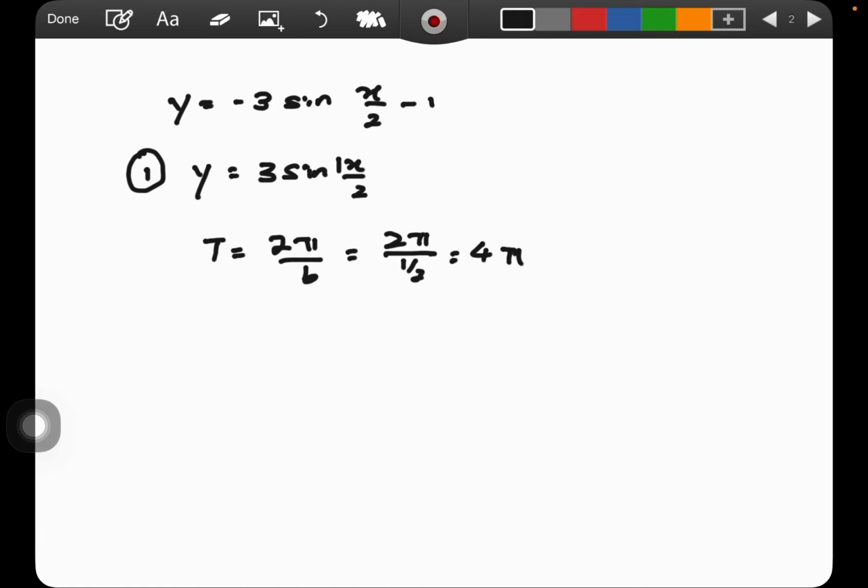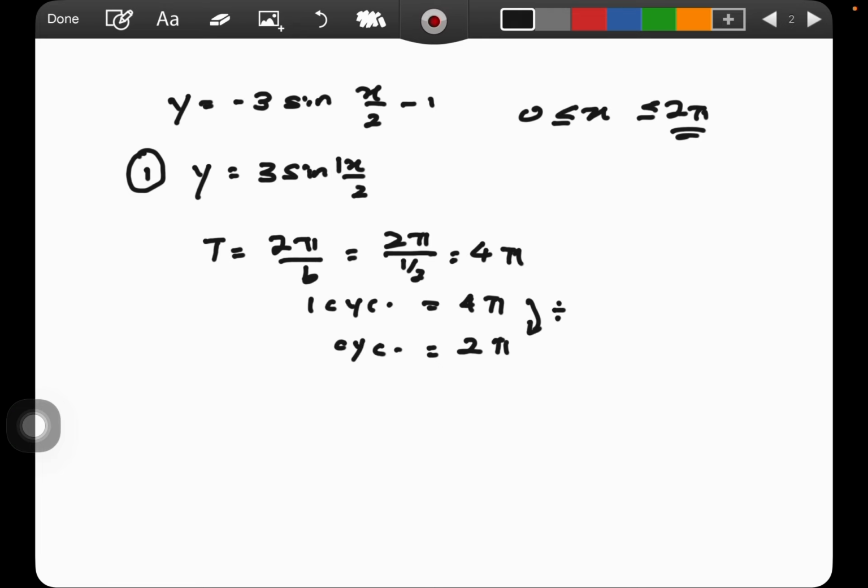So remember, period here is the time taken for one cycle. So what we can take note of here is that one cycle is 4 pi. But what I want to draw is, I only want to draw up until 2 pi. Why? If 2 pi, I can see how many cycles. So 4 becomes 2, divide by 2, so here also I divide by 2. So I can get 1 over 2 cycle.